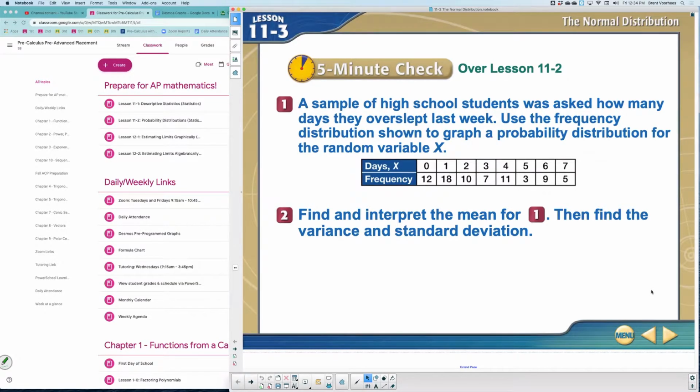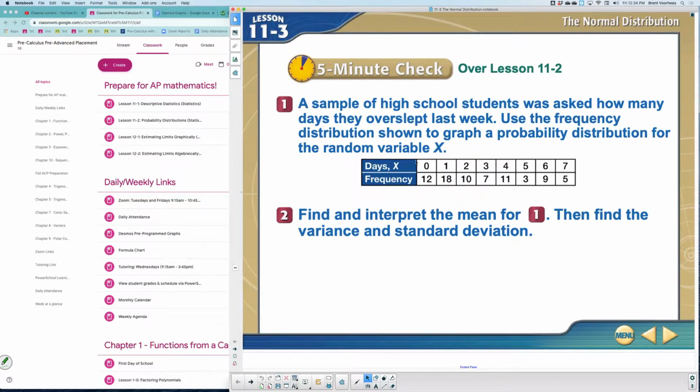Lesson 11.3. Well, let's get started on this bell ringer over lesson 11.2 when we were just looking at probability distributions. Number 1 says a sample of high school students were asked how many days they overslept last week. Use a frequency distribution to graph the probability distribution for the random variable x.